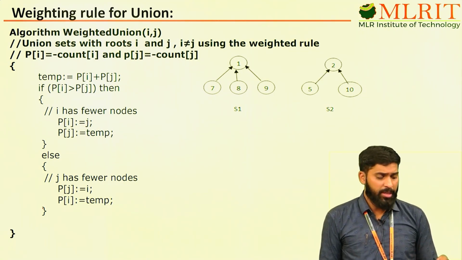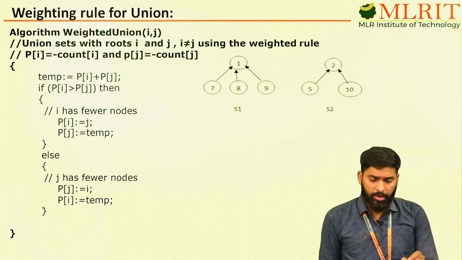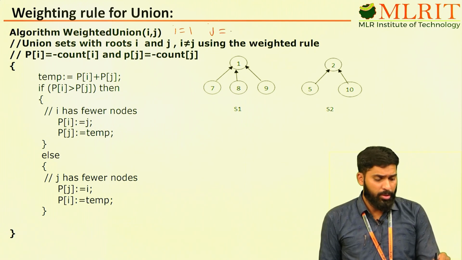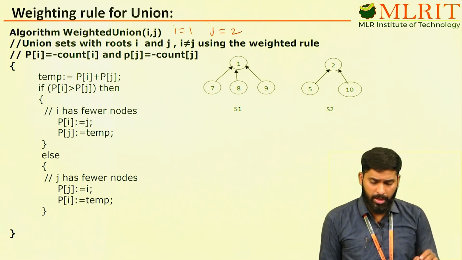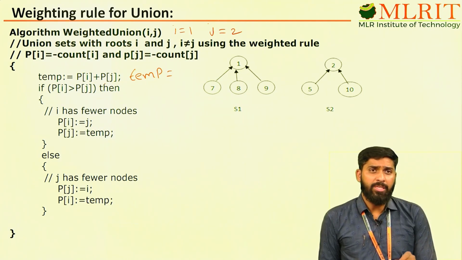Okay, so these are the two sets S1 and S2 here. Now we are going to call weighted union I comma j. What is I here? I equals S1, which we represent with 1. Similarly, S2 with 2 here. What is the I value? 1. What is the j value? 2. Now temp equals P of I plus P of j.